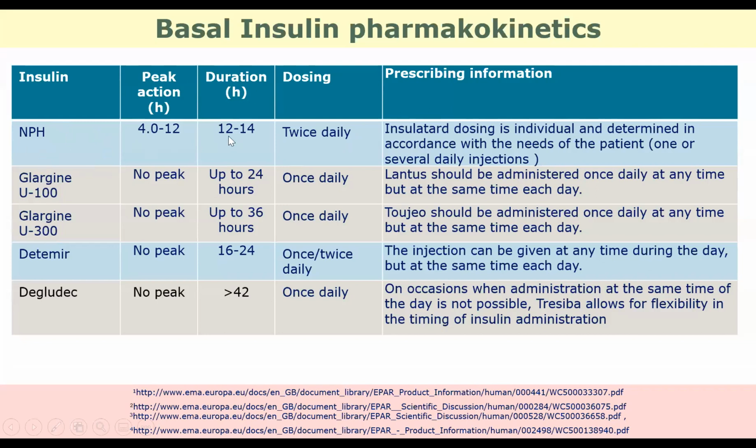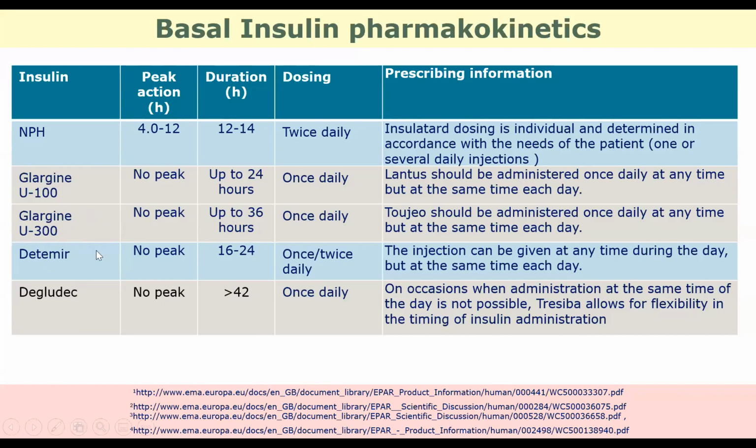As you can see, NPH duration is 12 to 14 hours. You have to give it twice a day, meaning 2 pricks, and as I've told you, it is associated with a slightly higher risk of hypoglycemia, especially nocturnal hypoglycemia. On the other hand, glargine U100 or glargine U300 has no peak. It has a duration of action of 24 hours, and U300 up to 36 hours, and you can treat the patient with a once daily dose, and the possibility of hypoglycemia is much less compared to NPH.